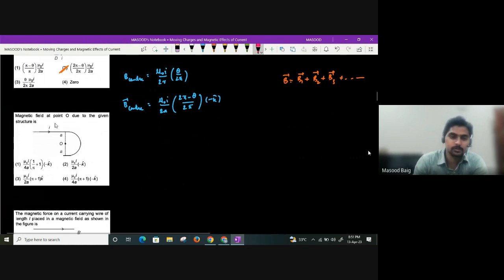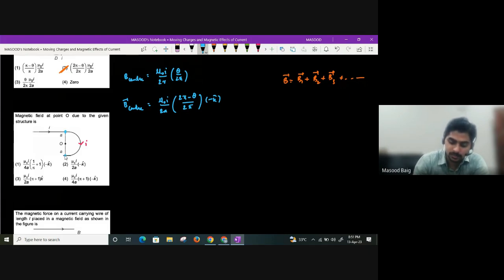Magnetic field at point O due to the given structure, how much is it, they are asking. Current I is flowing here and I is flowing here. So what I'll do is divide this structure into two parts, guys. One will be a semi-infinite wire, because you can consider it fixed at this point. It is a semi-infinite wire, guys.